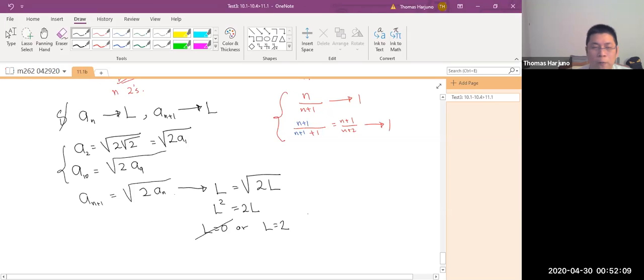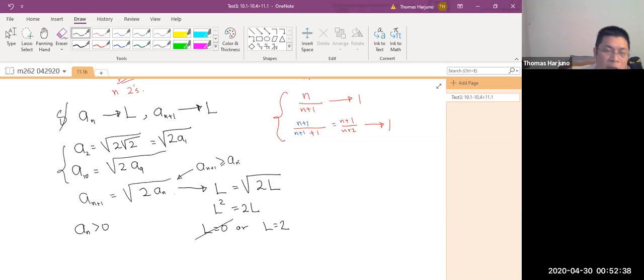Why can L not be 0? Well, because every term is strictly positive. In fact, we also see from the equation that the next term is increasing. The sequence is increasing. If it is already positive and it is increasing, it cannot converge to something less than positive. That's why this will be true.